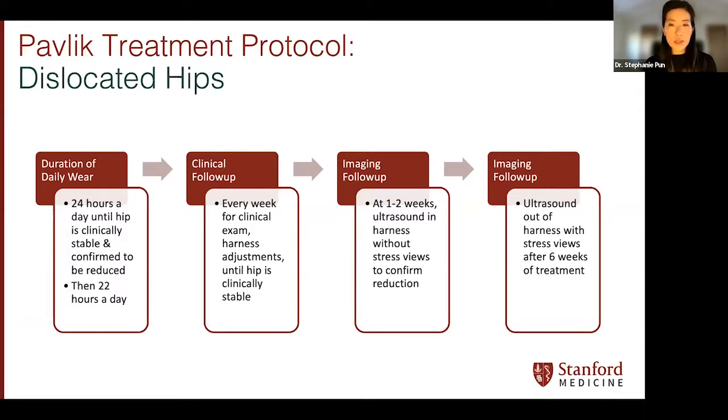And at 1 to 2 weeks of pelvic harness treatment, we get an ultrasound in the harness to confirm that the femoral head is reduced. And then at that point, we can let the infant take off the harness for a couple hours a day once we know that the hip is reduced and stable. And then we also get an ultrasound at 6 weeks of treatment to confirm what type of progress we've made. Typically, dislocated hips need a little bit more time in the harness than reduced hips to fully normalize.